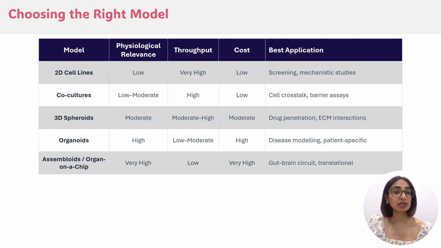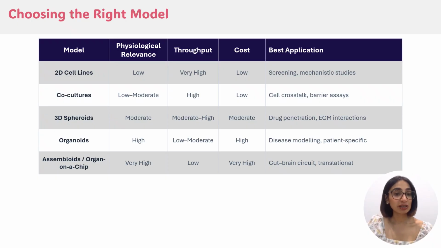3D spheroids add extracellular matrix complexity for a modest cost increase. And organoids are the go-to when patient relevance or disease fidelity is paramount. Assembloids or organ-on-a-chip systems are for translational questions where you genuinely need the full gut-brain circuit.